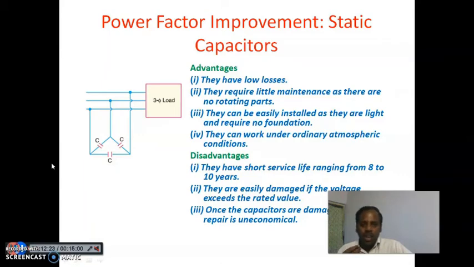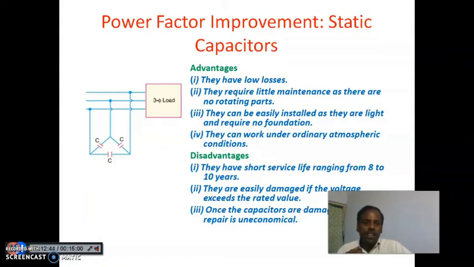So if you use a static capacitor, it does not vary with time. Static means constant, dynamic means it varies with respect to time. So the first point, they have low losses. Second point, they need little maintenance as there are no rotating parts. So it can be installed easily.